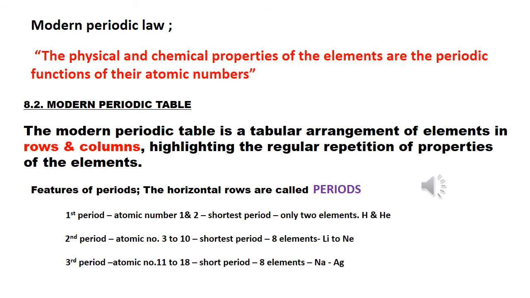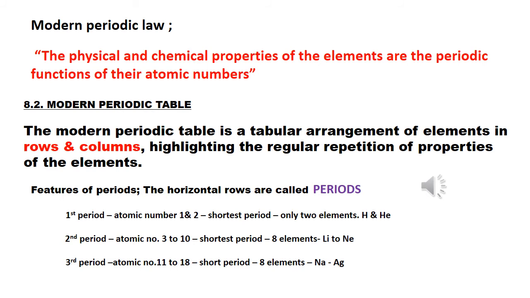Features of periods. Now let us see the periods. The horizontal rows are called periods. How many periods are there in the modern periodic table? 7. So let us see. The first period consists of atomic numbers 1 and 2. This is the shortest period, having only two elements. They are hydrogen and helium.